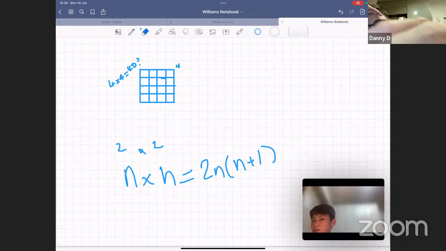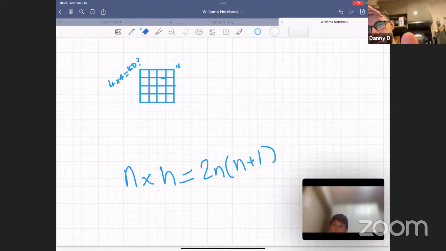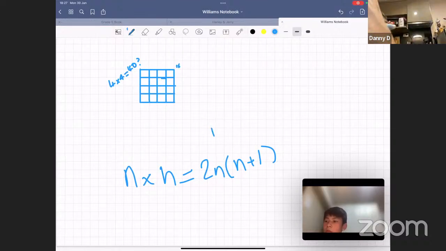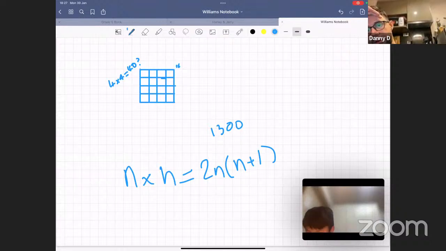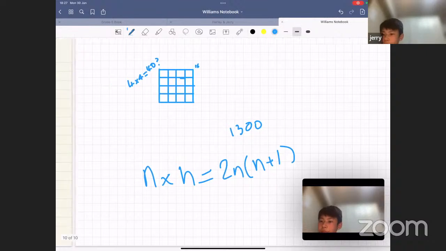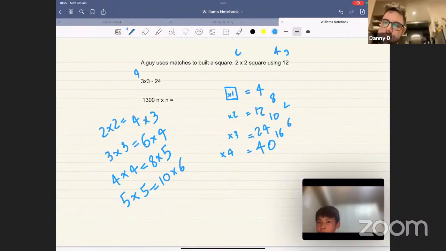Because we're looking at 100, we're looking at 1300, but that's how many matches it equals, right? But that still doesn't give us 1300. We need this to equal 1300. And then that can't be right. So that's not n. That's 5 times 5. That's not working it out.